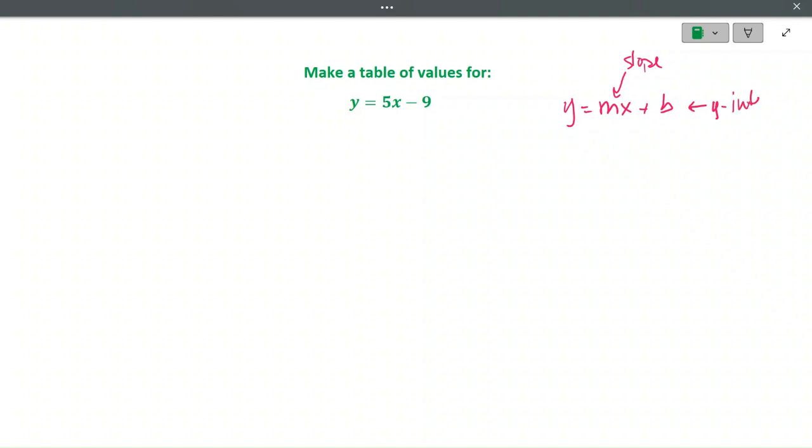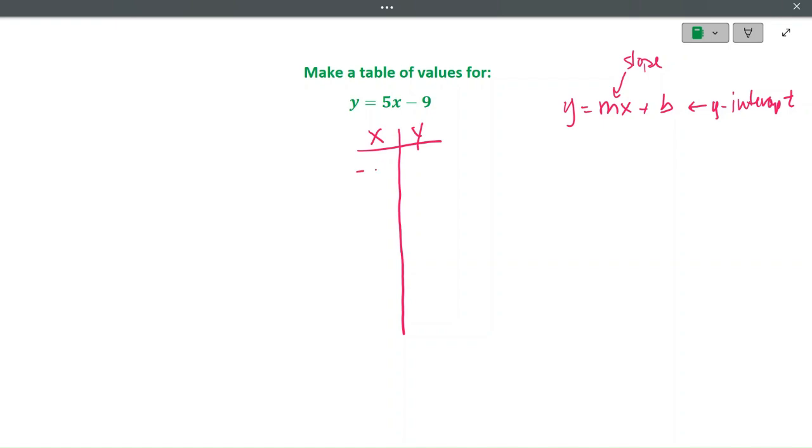What's great about making a table of values for a linear equation is that there's a constant rate of change. That is what defines a linear equation. So we make tables of values for a lot of different reasons. Sometimes we're required to on a test. Sometimes we're trying to figure something out. Maybe we're trying to graph things.